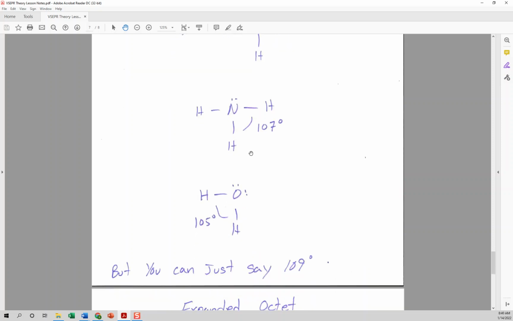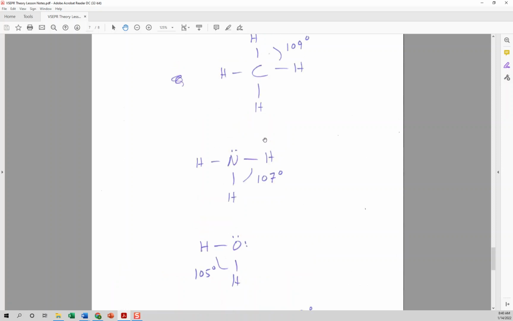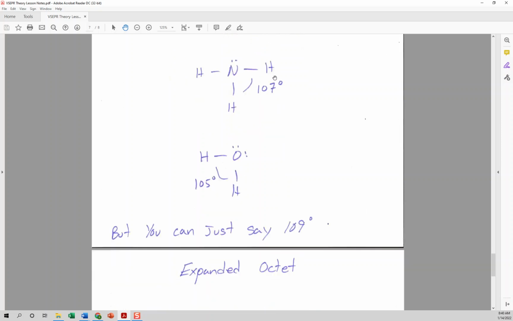But remember, for all 3 of these, you could just say 109 degrees and be correct. The trap you don't want to fall for is don't say 90, don't say 90, even though it looks like 90. It's not, okay?